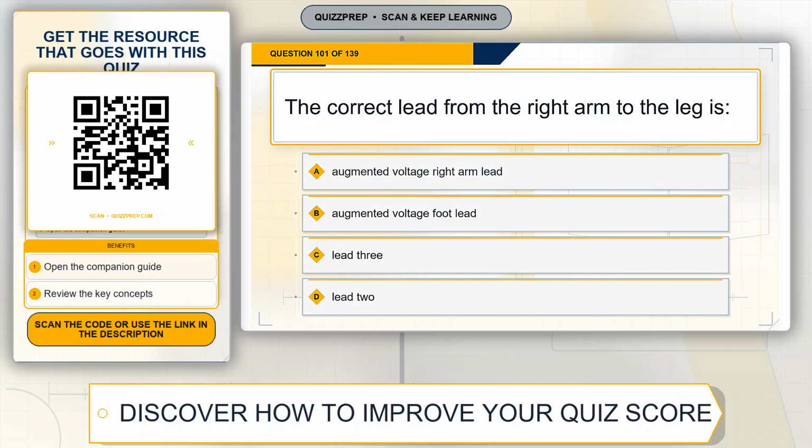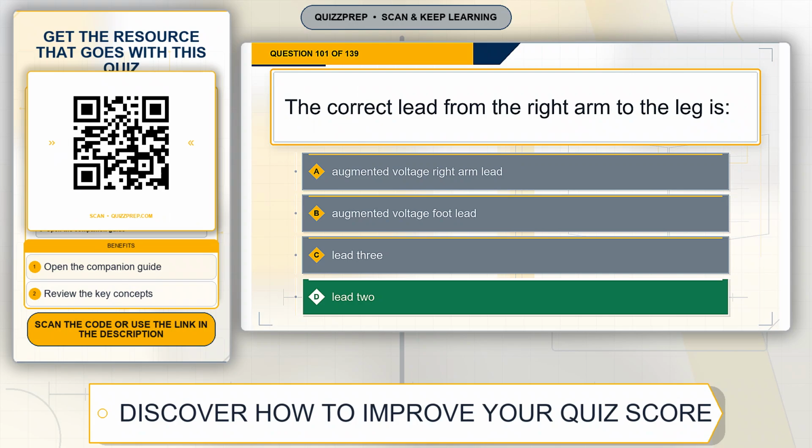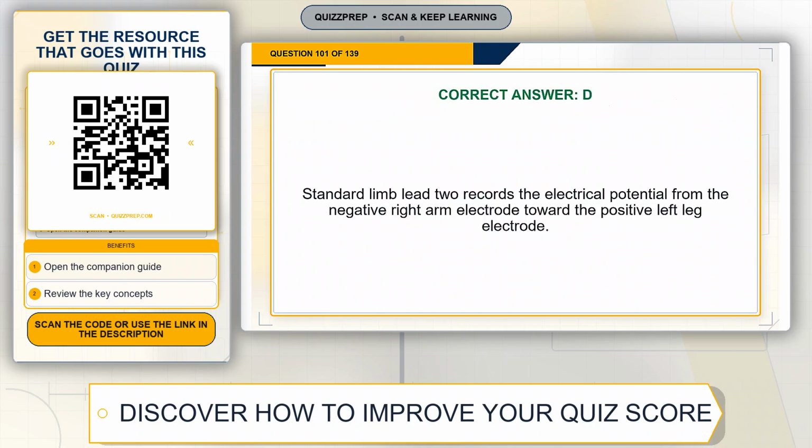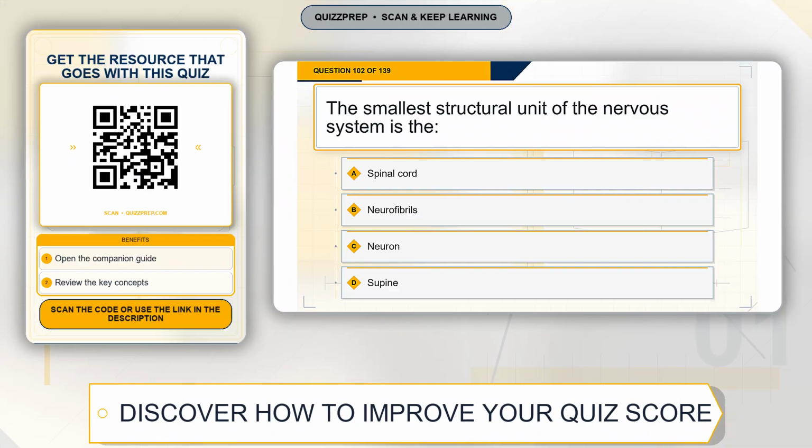Question 101. The correct lead from the right arm to the leg is option A, augmented voltage right arm lead, option B, augmented voltage foot lead, option C, lead 3, option D, lead 2. The correct answer is option D, lead 2. Explanation. Standard limb lead 2 records the electrical potential from the negative right arm electrode toward the positive left leg electrode.